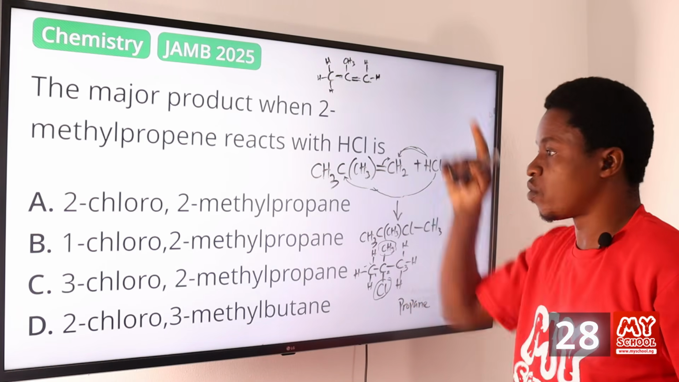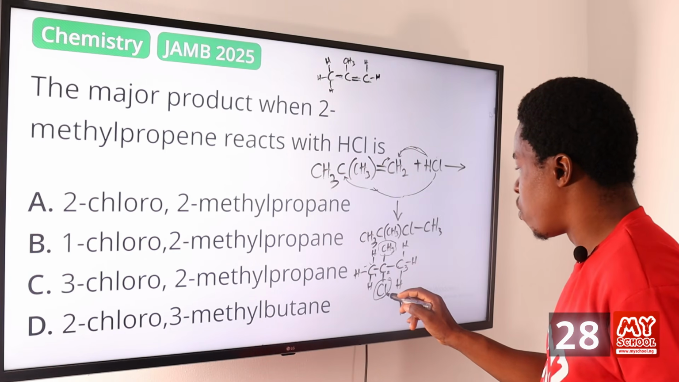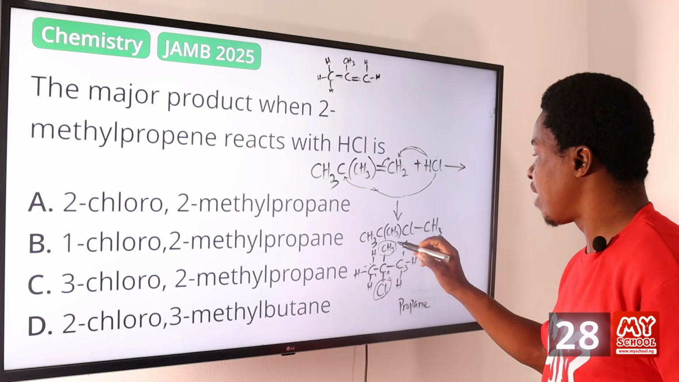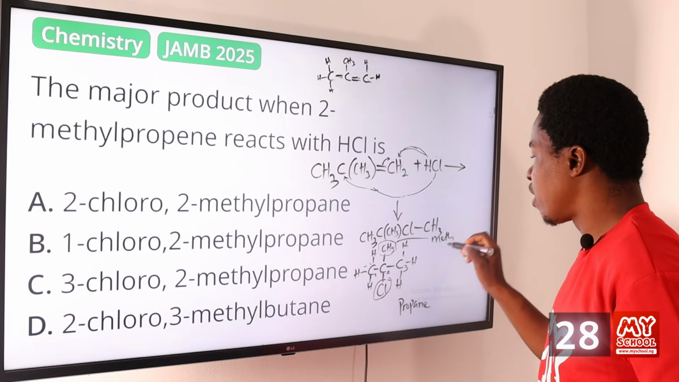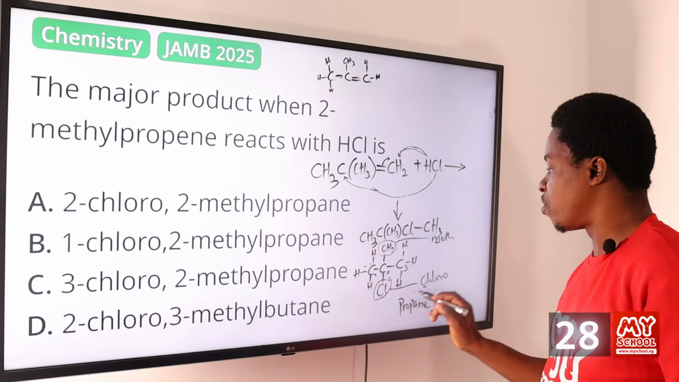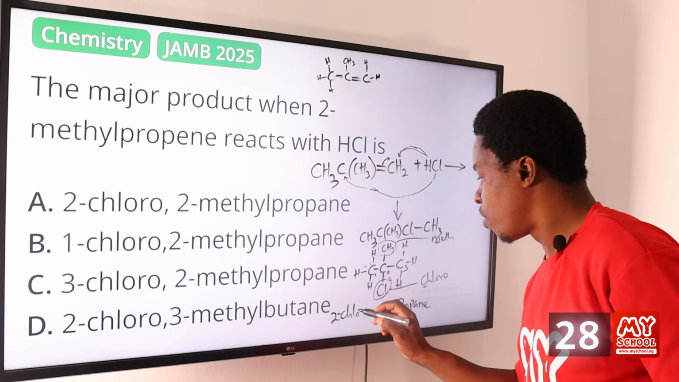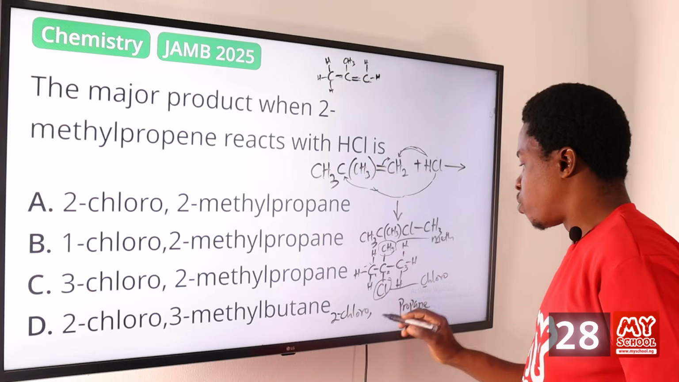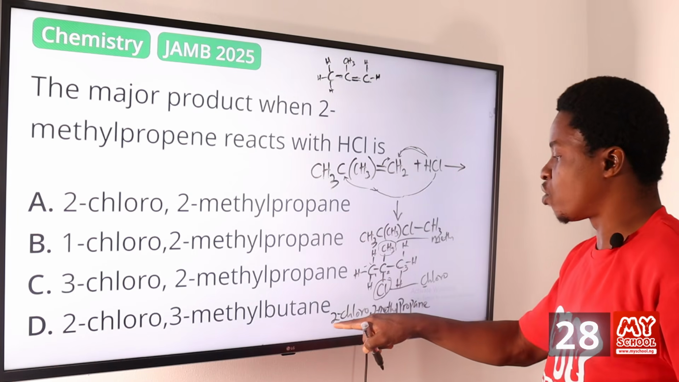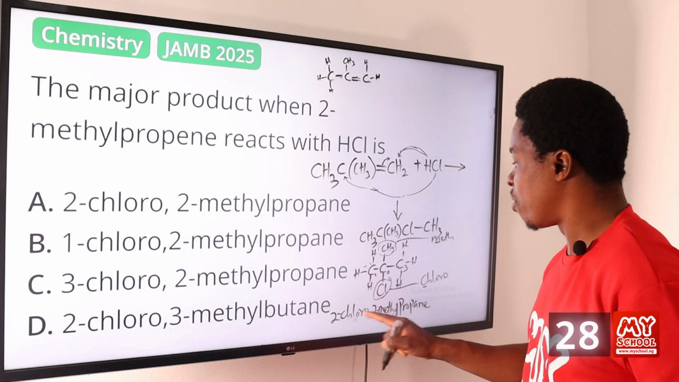So it is no longer propene like it was. Now it is propane. Now the functional groups that we have as substituents: we have chloro on 2, and then we have 2 also on methyl. Now alphabetically, methyl starts with letter M, while chloro starts with letter C. So alphabetically, C comes before M. So this is going to come first. So 2-chloro, comma, then the other one is also on 2, 2-methyl propane. So the name is 2-chloro-2-methylpropane. That's going to be the major product we are going to have here.